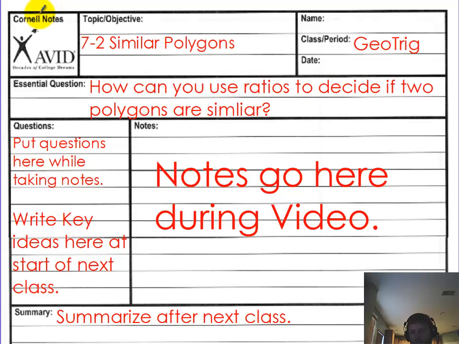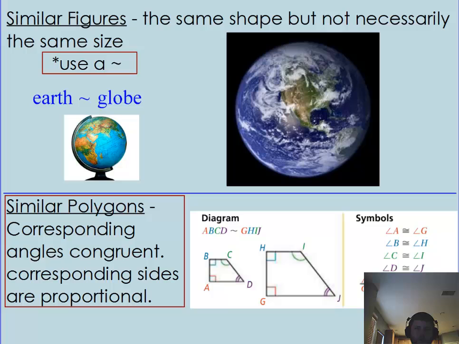Welcome GeoTrig, this is section 7.2, similar polygons. The essential question is, how can you use ratio to decide if two polygons are similar? Let's begin. So, similar figures, this is a new chapter this week.